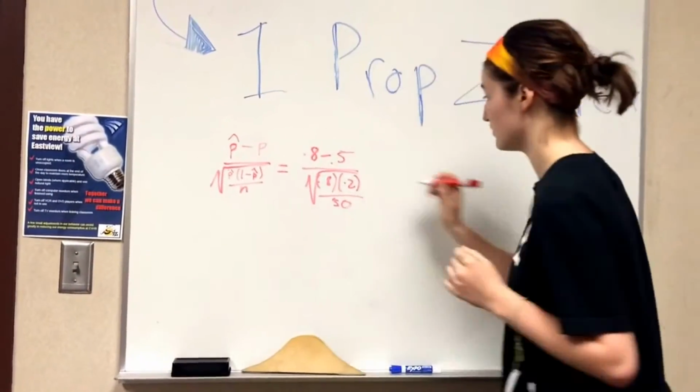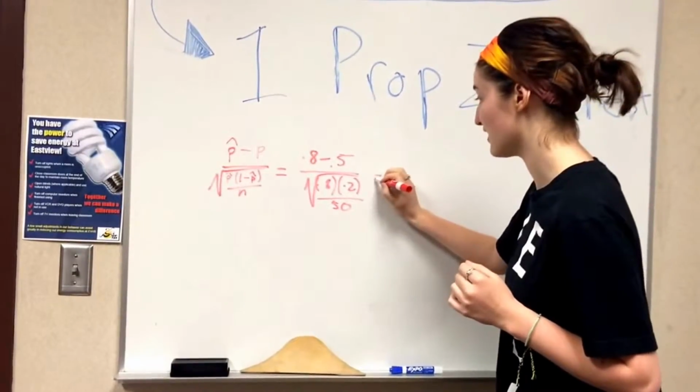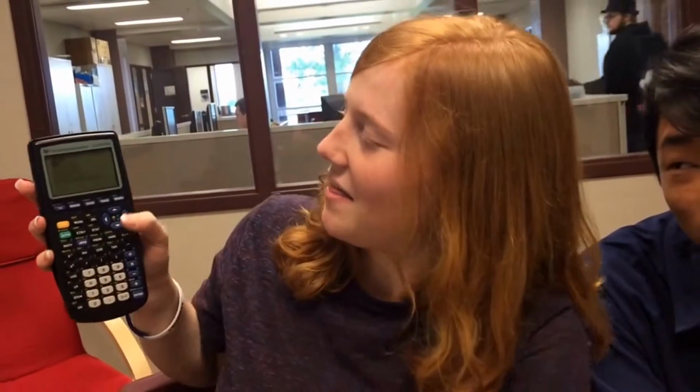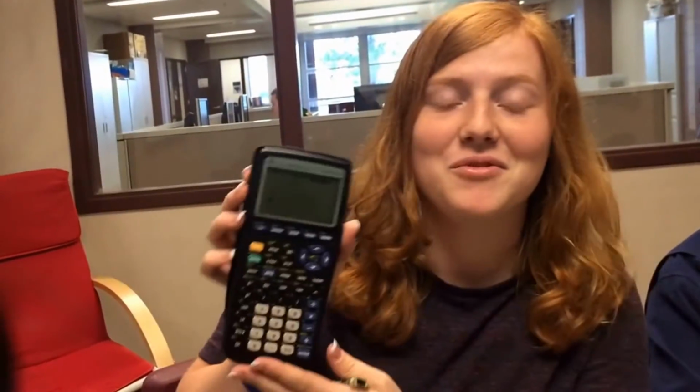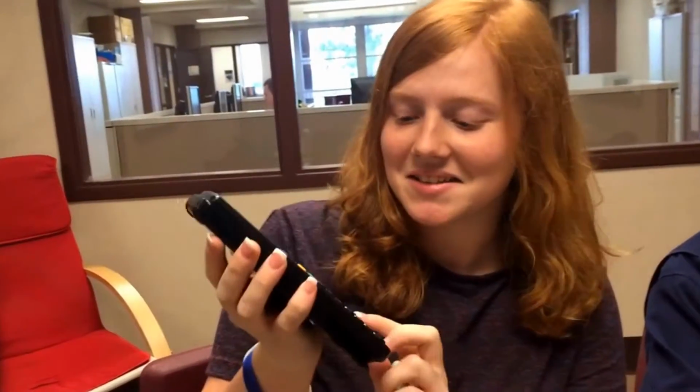Our null hypothesis was 0.5, over 0.8 again times 0.2 over 50, which is our sample size. And then when you do this math, first you want to hit stat, then slide over to tests, and then go down to number 5, which is the 1 proportion Z test. Back to you, Deirdre, with the calculations.